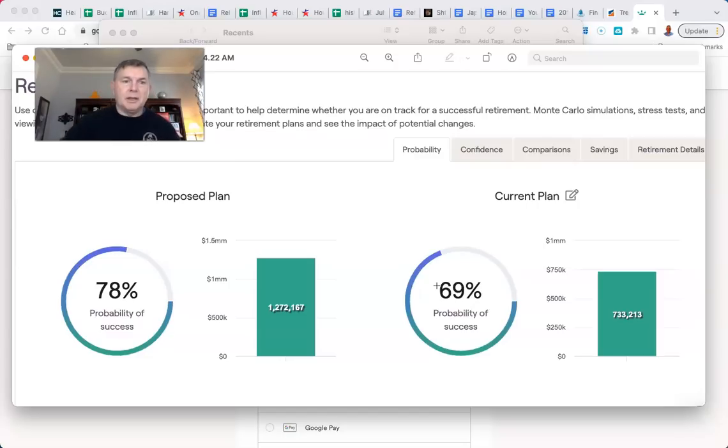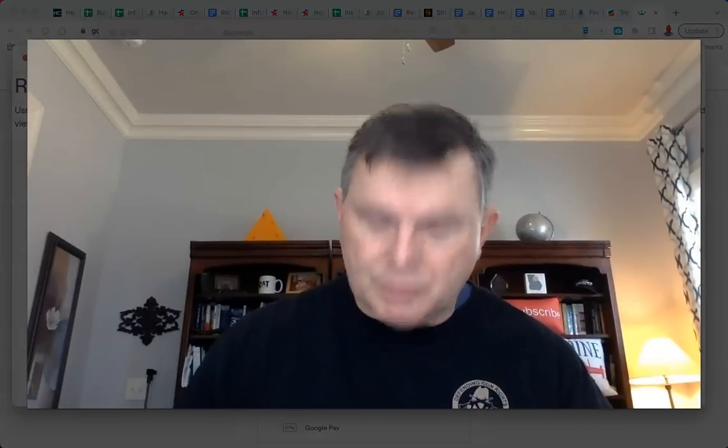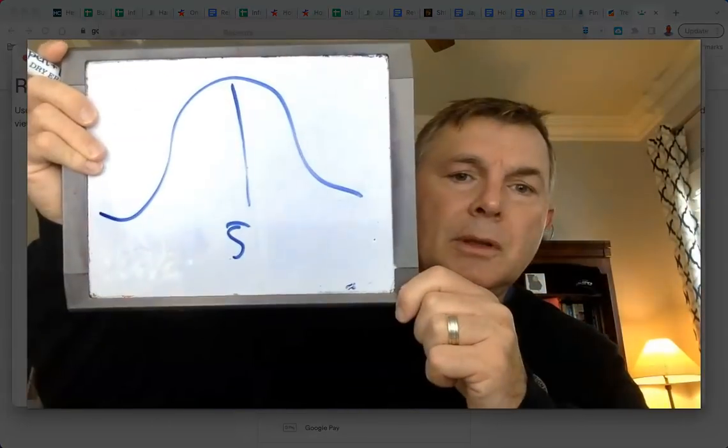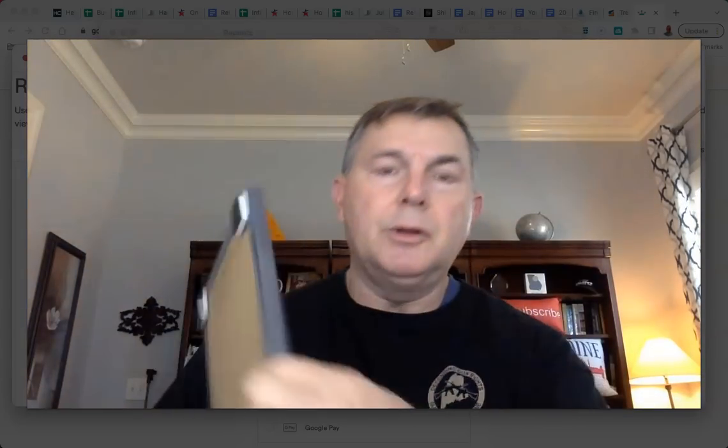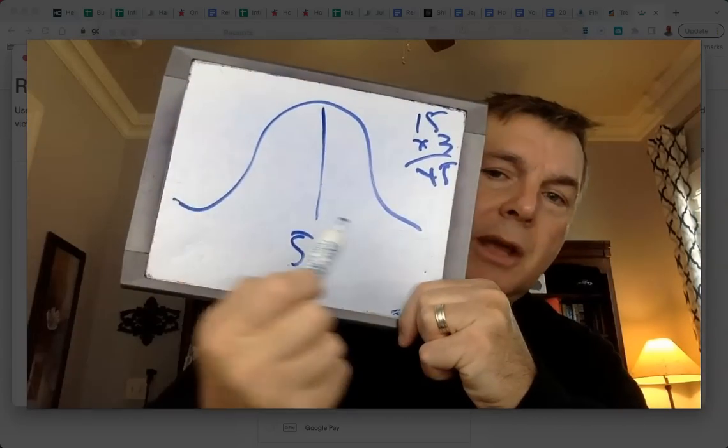So an average rate of return of 5%, something like that. All right, so let me just draw this out. I'm going to show you what this is. I cannot stress how important this is. So an average rate of return of 5, a standard deviation of 15. All right, so times 3, 45. So in any given year, he could be down. What you do is that's 3 standard deviations.